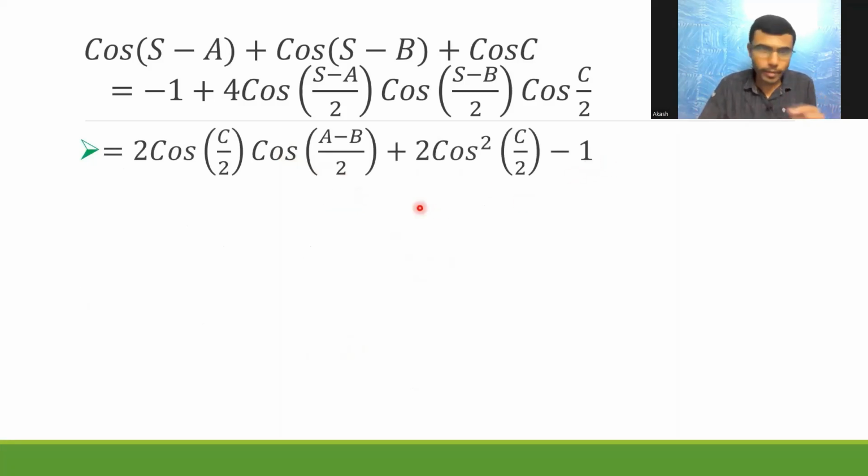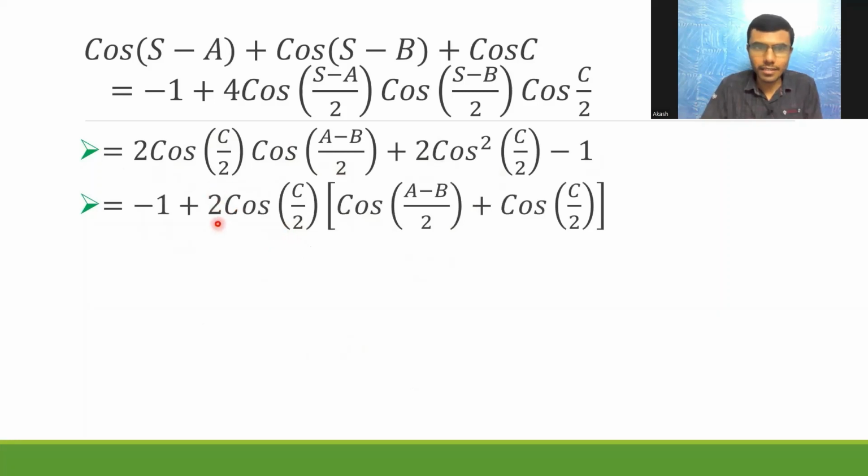Now put this minus 1 to the beginning and in these two terms take 2 cos c by 2 common. So if I do that, I'd get 2 cos c by 2 into cos a minus b by 2 plus cos c by 2. Since I took cos c by 2 common, here I'd be left with cos a minus b by 2, and the 1 cos c by 2 is taken outside. So cos c by 2 here.